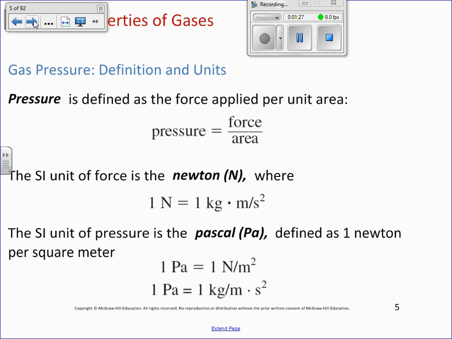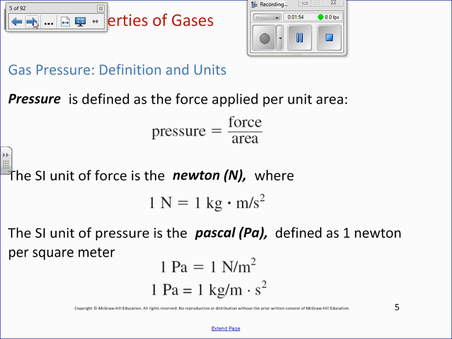Some things we have to define. Pressure is defined as the force applied per unit area. So the SI unit of force is the Newton. So Newton is defined as 1 kilogram times a meter per second squared. That's a measure of force.